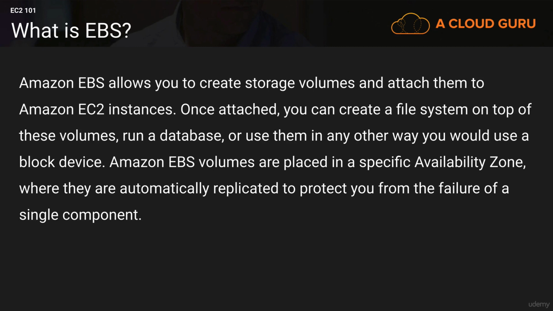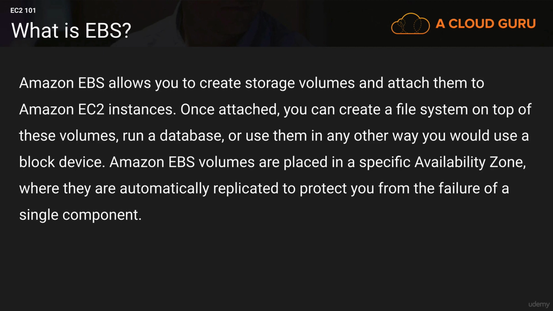And if you remember from S3, I kept going on and on about how that is object-based storage, and it's not suitable for installing operating systems or databases or applications on. With EBS, this is block-based storage. So this is storage that you can install operating systems on, that you can install databases on, that you can install your applications on. And so once attached to your EC2 instances, you can create a file system on top of these volumes, you can run a database, or you can use them in any other way that would use a block device.